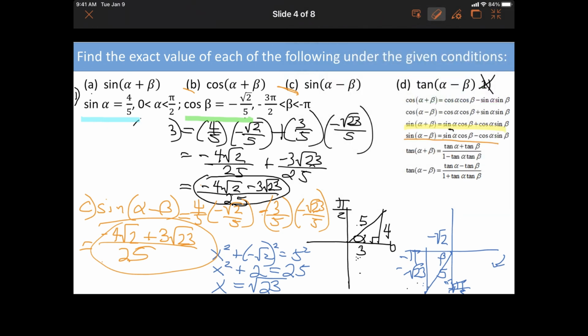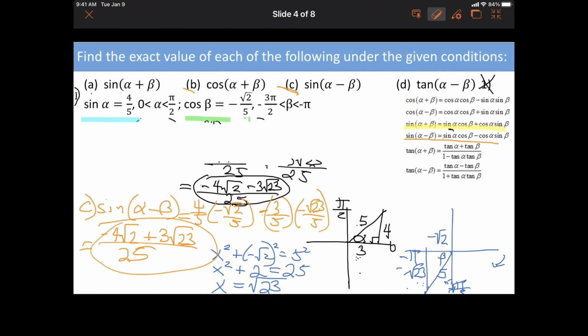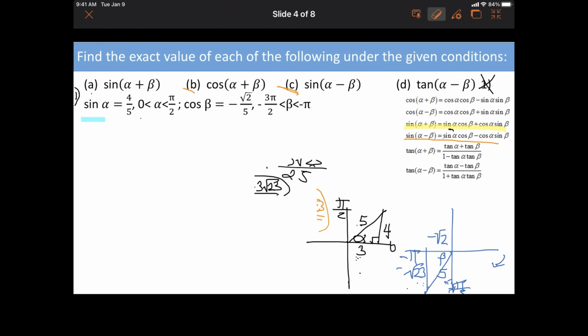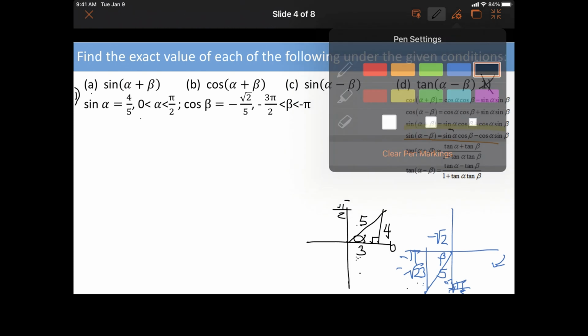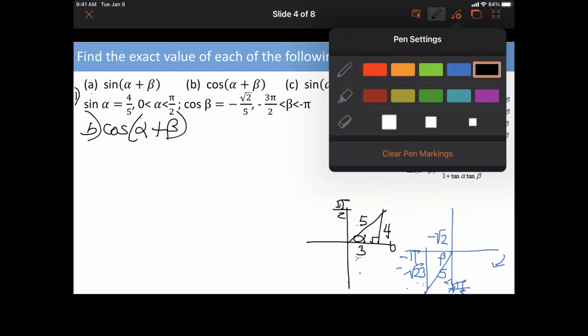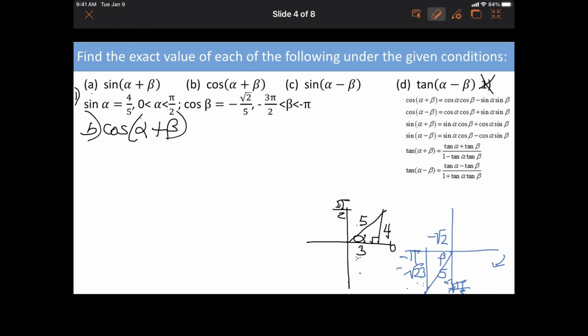Now, if you need to rewind to see any of it, you can. Also, if you want to press pause and try to do cosine on your own, you're more than welcome. Okay. So we're going to do B now, which is cosine of alpha plus beta, which is this one.